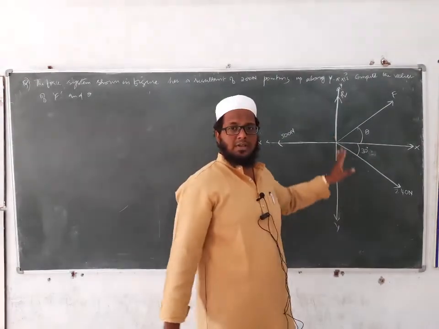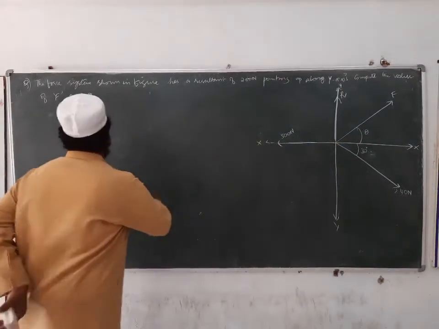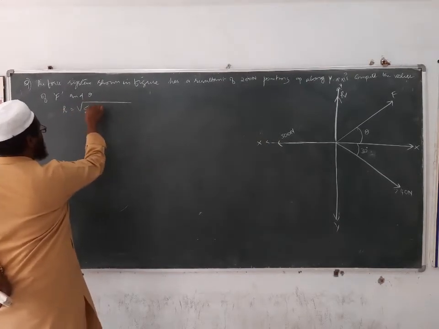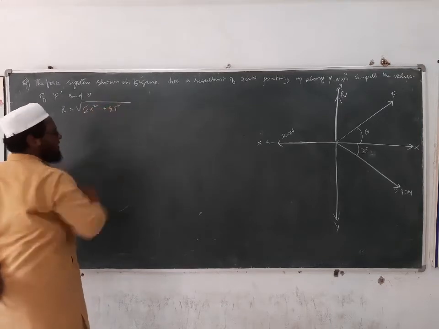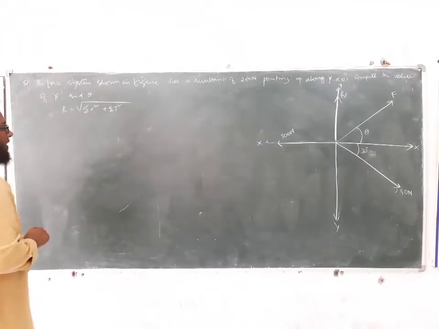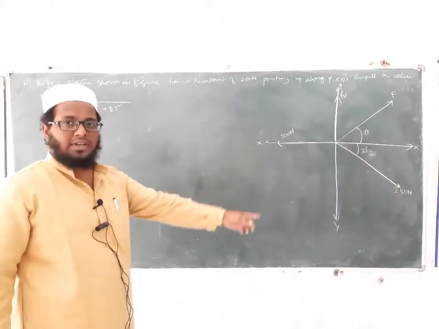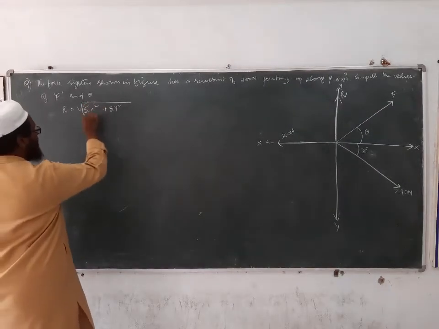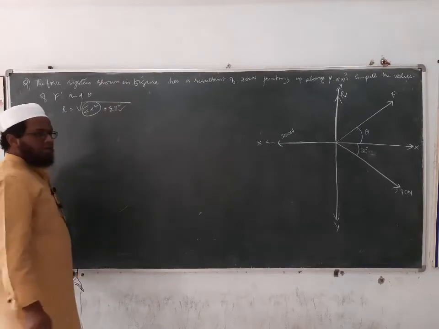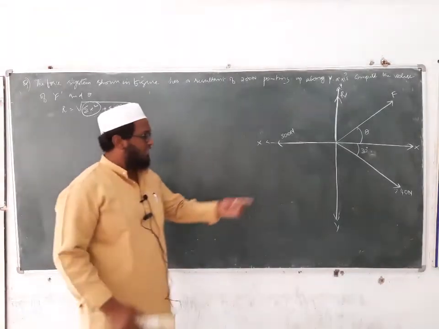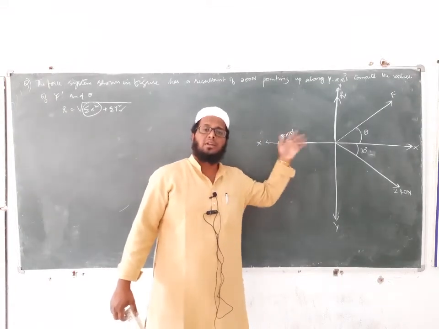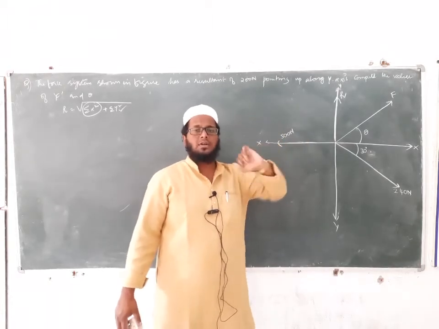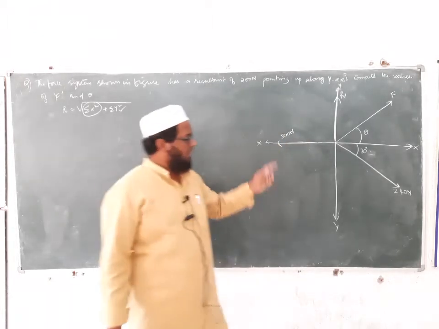So what do we mean by this? We have a formula for the resultant: R equals the square root of sigma x squared plus sigma y squared. Since the resultant is going exactly upward, the x component will become 0, and the y component will have some value. As I told you, when a force is exactly horizontal, the vertical component is 0. Similarly, when a force is exactly vertical, its horizontal component is 0.